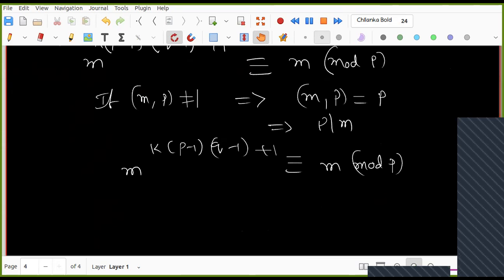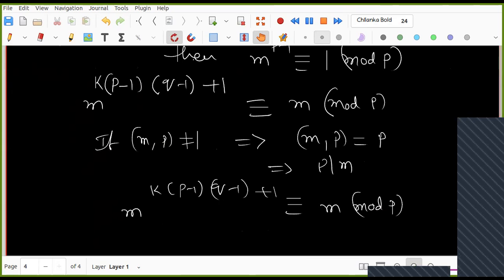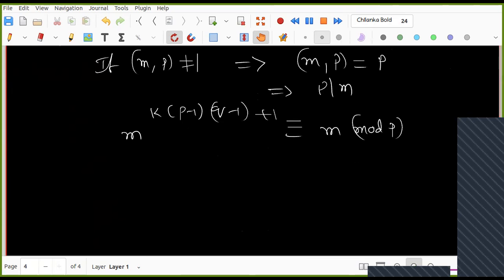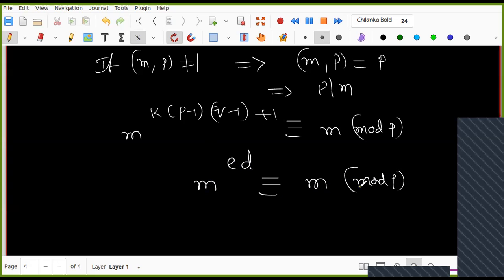Yes, sir. So what is this K times (P minus 1) into (Q minus 1) plus 1? What is this quantity? It is ED, right? So M power ED is congruent to M modulo P. This is what we got.